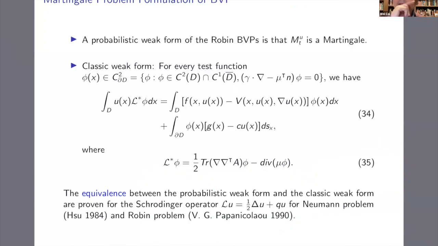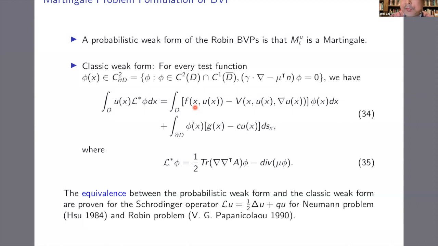So now let me summarize the importance of the martingale. There's a martingale problem formulation for boundary value problems. There's an equivalence between these two weak forms. The second one is of course the classical weak form, the integration by parts. The PDE solution is the classical weak form for PDE solutions if you take test functions from this space, and this is the adjoint operator of the generator. And the probabilistic weak form basically means that if this is a martingale, that's the probabilistic weak form. And there's work showing that these two weak forms are actually equivalent.